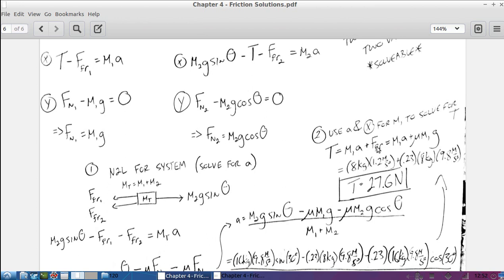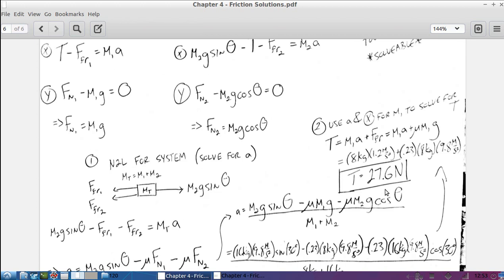I know what the frictional force is on m1. It's mu m1g. So I substitute my mass in. Both of these masses are m1, 8 kilograms. I know the acceleration from the first part. I know mu, I know g, and I get the tension force. The magnitude of the tension is 27.6 newtons.